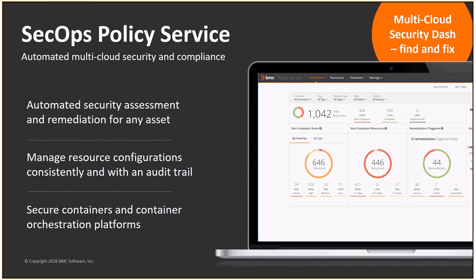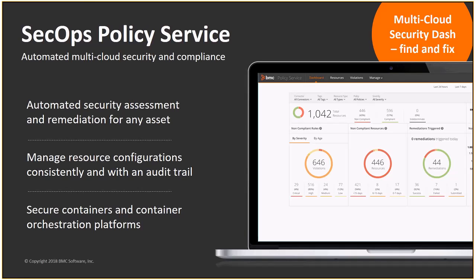Because it is a SaaS solution, there is nothing to install and you can be up and running, securing your clouds in under 5 minutes. Additionally, PolicyService also secures containers like Docker and container orchestration platforms like Kubernetes right out of the box at the cluster, host, daemon, image, and container level. Let's walk through a simple use case to illustrate at a very high level what PolicyService does, how it works.